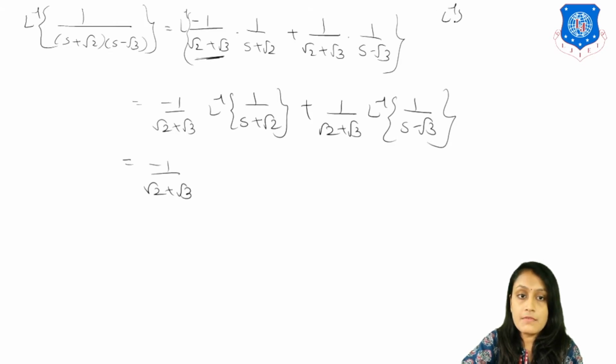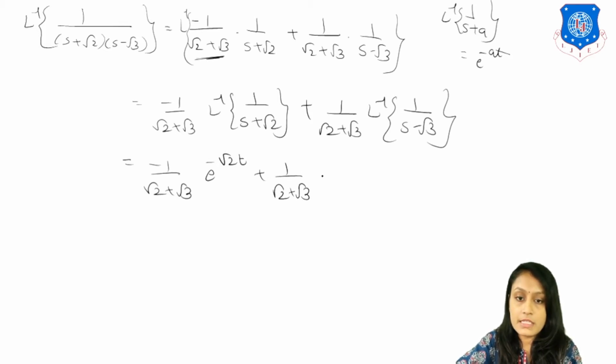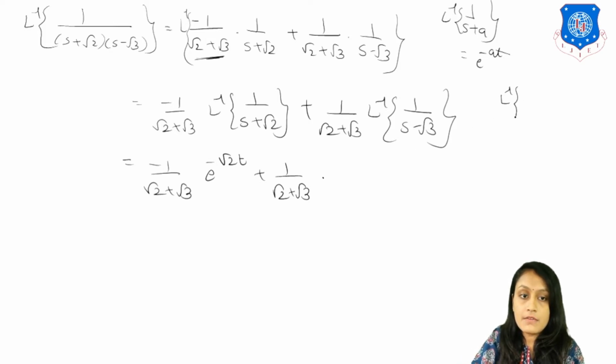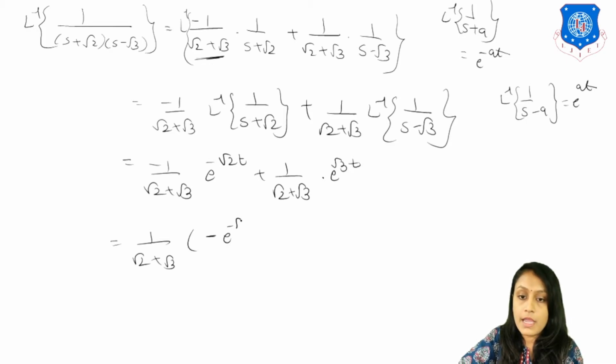Now we know the Laplace inverse of 1 upon s plus a is e raised to minus at, right? So here we'll get e raised to minus root 2 t. And we know the Laplace inverse of 1 upon s minus a is e raised to at, so from this we'll get e raised to root 3 t. We can take 1 upon root 2 plus root 3 common. So we have minus e raised to minus root 2 t plus e raised to root 3 t. So this is your final answer.